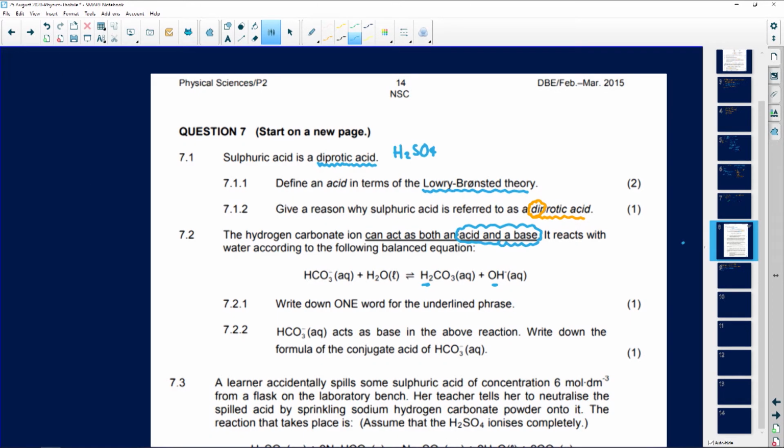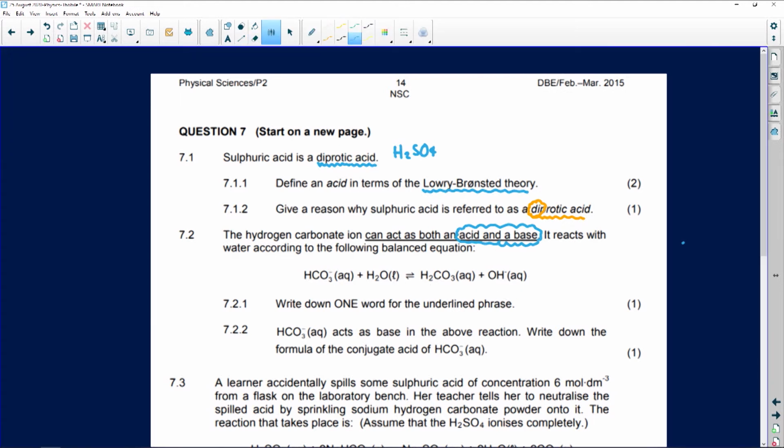It says HCO3 minus acts as a base in the above reaction. Write down the formula of the conjugate acid of HCO3 minus. Now, I know we don't have a lot of space here, but I'm going to show you what is happening. So here I've got HCO3 minus, and then all of a sudden it's H2CO3. This means that the water dissociated into H plus and OH minus. The water is donating an H, and this one is accepting it. Anything that donates means that it is an acid. What accepts is a base. And then we can see it becomes H2CO3.